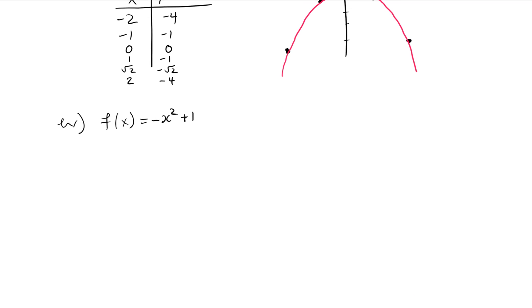Okay, so let me draw x and, well, not draw, but in a table, compute x and f of x values. Basically we square and we add 1. So minus 2 squared is 4, sorry, minus 4, and we add 1, minus 3. Minus 1, if I square it, it's 1, I add 1, 0. 0, you square it 0, you add 1, 1.